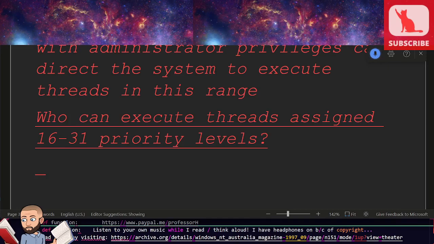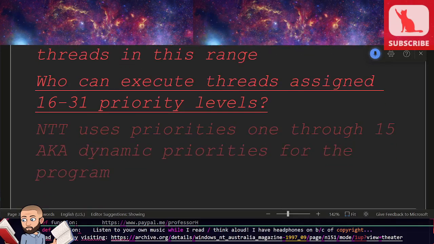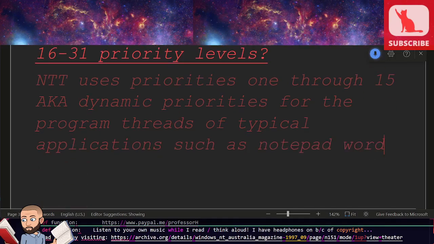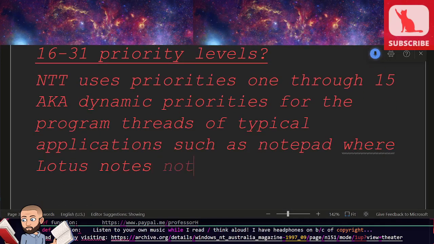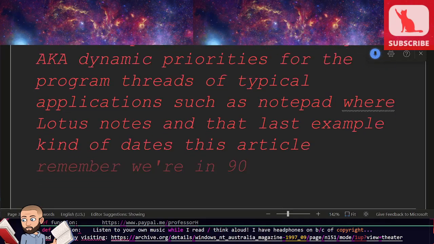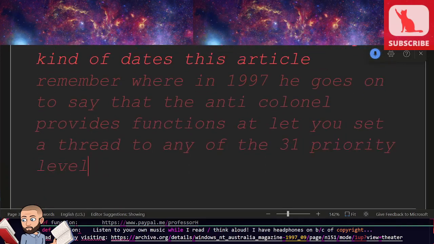NT uses priorities 1 through 15, aka dynamic priorities, for the program threads of typical applications such as Notepad, Word, Lotus Notes. And that last example kind of dates this article. Remember, we're in 1997. He goes on to say that the NT kernel provides functions that let you set a thread to any of the 31 priority levels, but the Win32 API is more indirect.